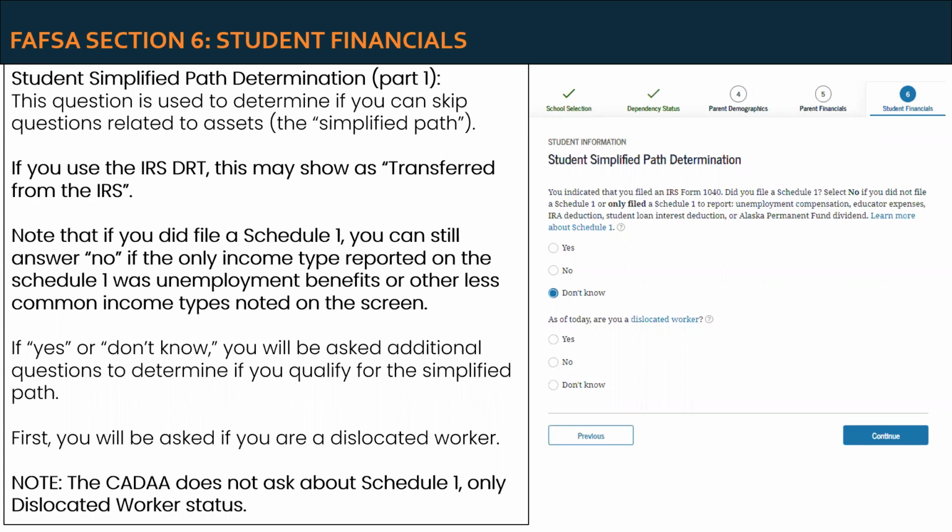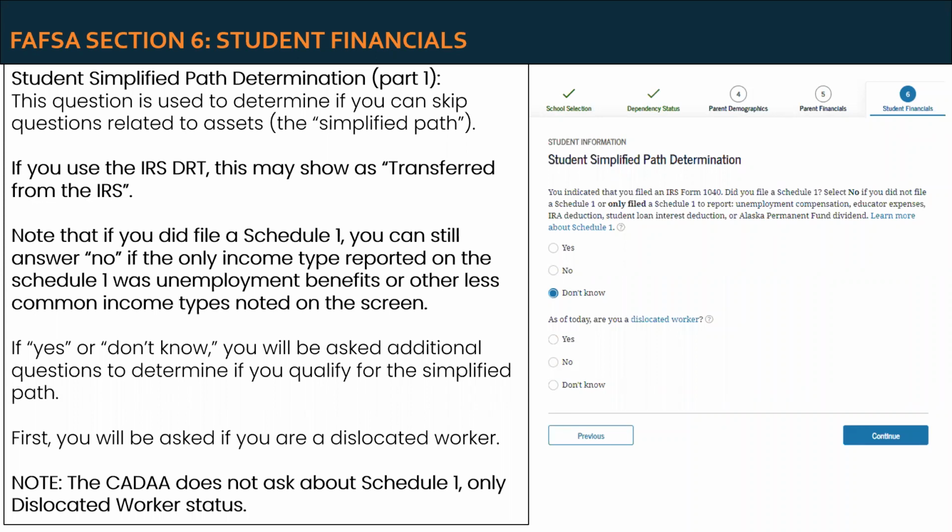If they did file a Schedule 1 or think that they may have, they can select yes or don't know. They will then be asked additional questions to determine if they qualify for the simplified path. The first question asks if they are currently a dislocated worker.